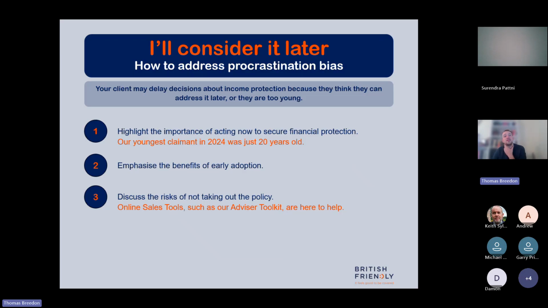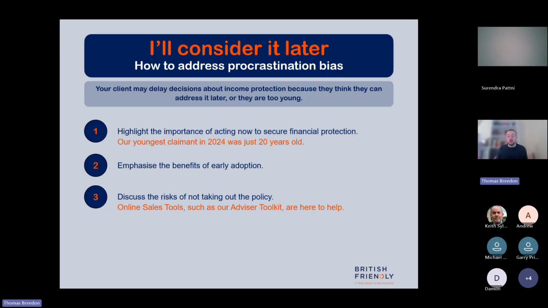So your client may delay the decision about income protection because they think they can address it later, or they think they're too young. First of all, again, I'm sure you're aware, but you are never too young to get protection. Well, you are, obviously, if you've got to be working age, you're over 18. Once you're 18, you're never too young to get protection. Our youngest claimant in 2024 was actually just 20 years old.